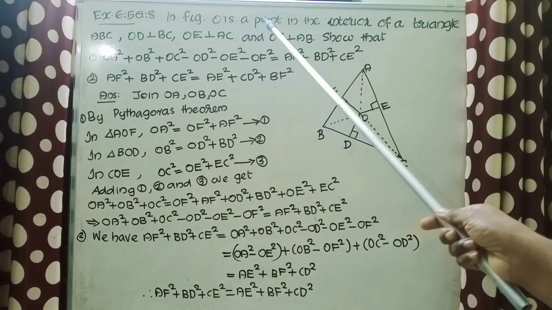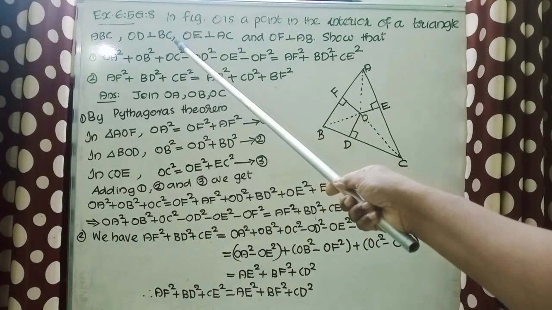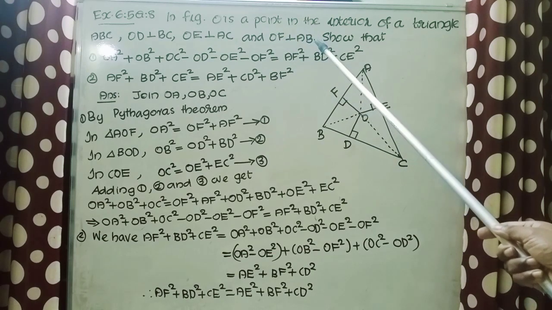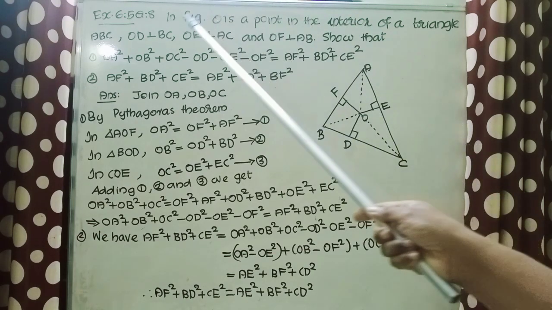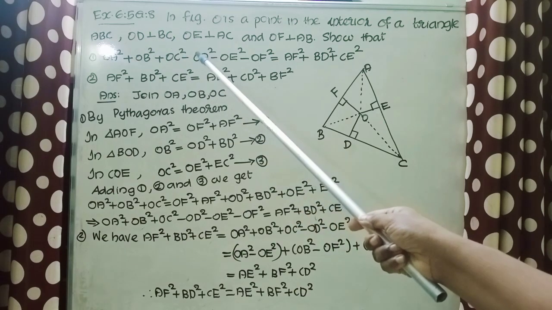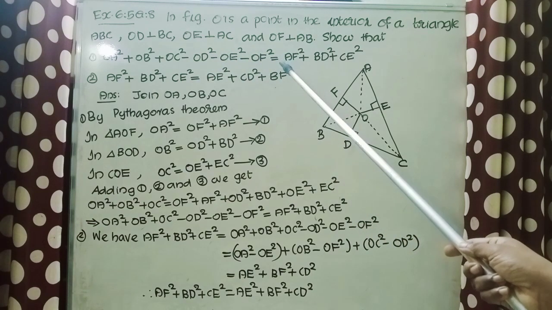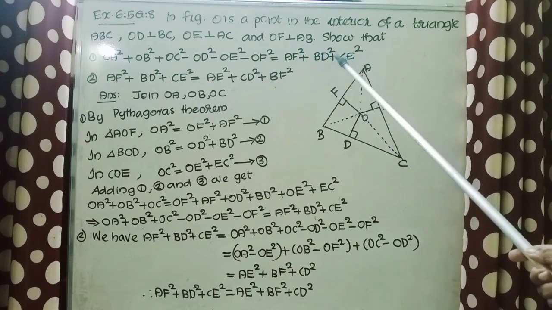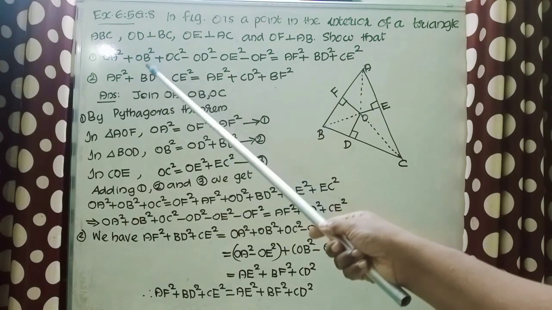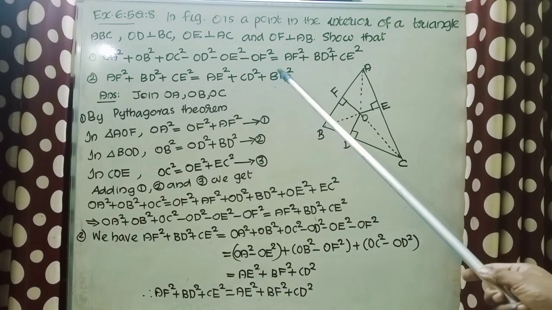In the figure, O is a point in the interior of a triangle ABC, OD perpendicular to BC, OE perpendicular to AC, and OF perpendicular to AB. Show that, first question: OA square plus OB square plus OC square minus OD square minus OE square minus OF square equal to AF square plus BD square plus CE square. Second question: AF square plus BD square plus CE square equal to AE square plus CD square plus BF square.